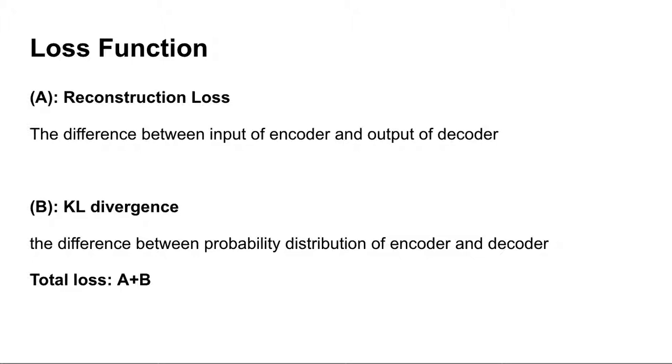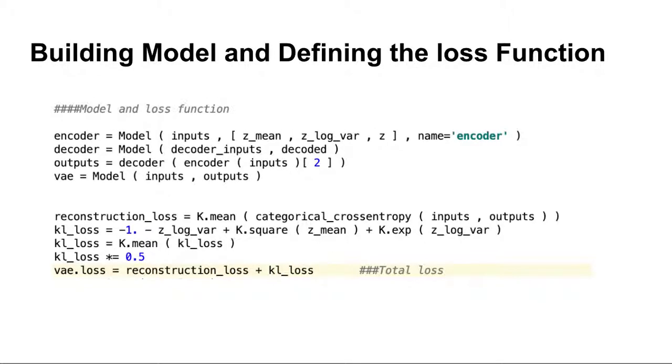And the second one is the KL divergence, which shows the difference between the probability distributions of the encoder and decoder. It means how well the compressed data fits as an input to create through the decoder. And the total of these two losses is known as the total loss of our function. And here is the code for defining these two losses.